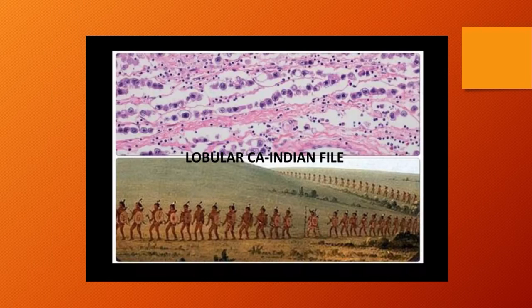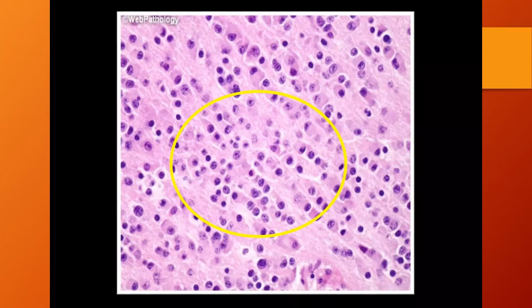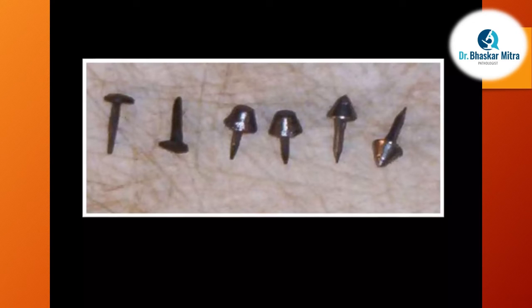Here, classically seen in lobular carcinoma, look at the cell arrangement, one after another. It's like a single cell arrangement. It is always single cell arrangement. That is the difference from trabeculae. Trabeculae usually have more cells in the arrangement. This is the classical pattern we see in the Indian file appearance seen in lobular carcinoma. This is again the Indian file appearance, long elongated cells.